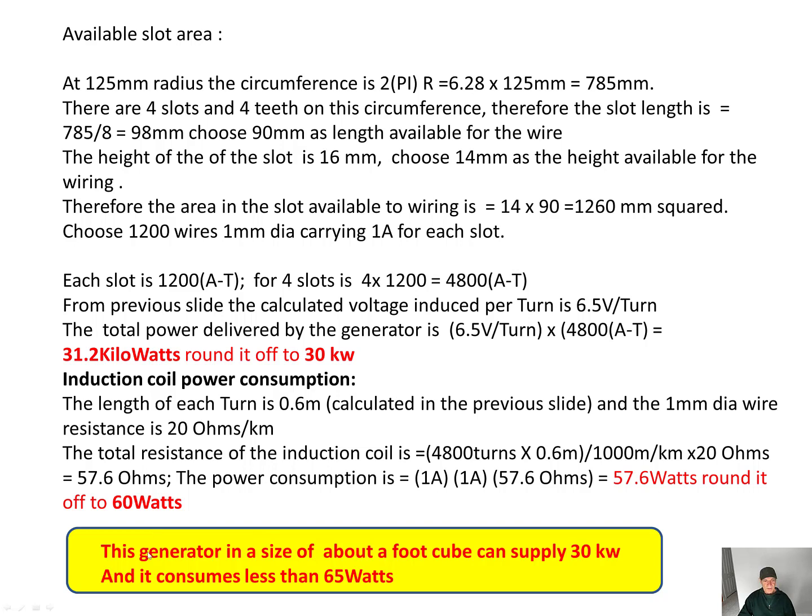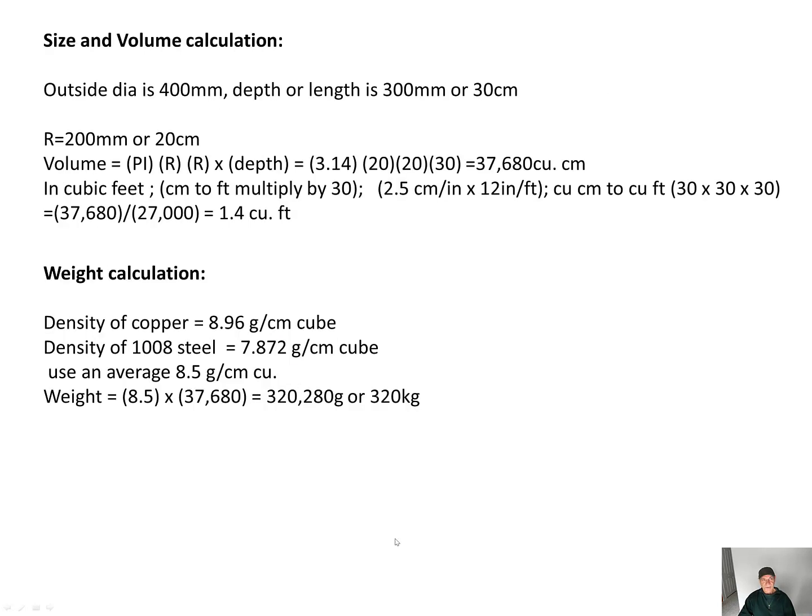This generator, in the size of about a foot cube, can supply 30 kilowatts and it consumes less than 65 watts. Size and volume: the outside diameter is 400 millimeters. The depth or length is 300 millimeters, or 30 centimeters. The radius is 200 millimeters, or 20 centimeters.